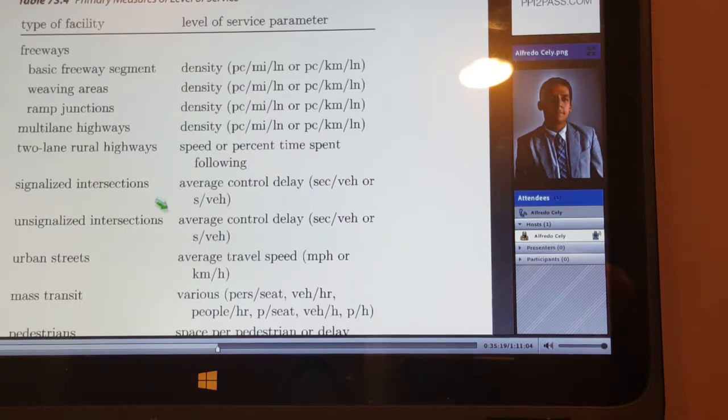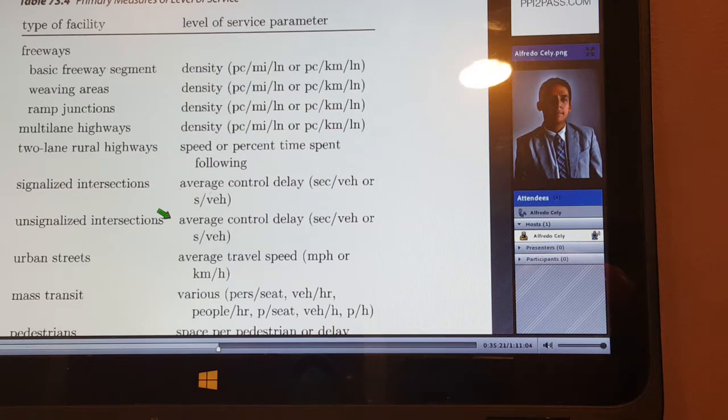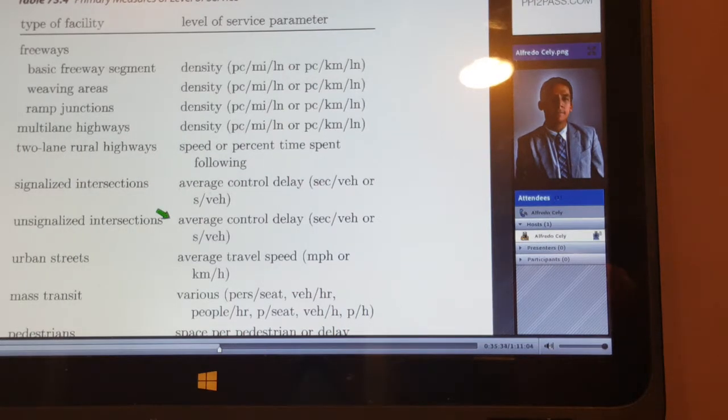For unsignalized intersections, and unsignalized intersections are those that simply do not have a traffic signal, that do not have a red light, the average control delay is also used for the level of service, and is also measured in seconds per vehicle. For urban streets, it will be your average travel speed. How fast can you move on that urban highway?